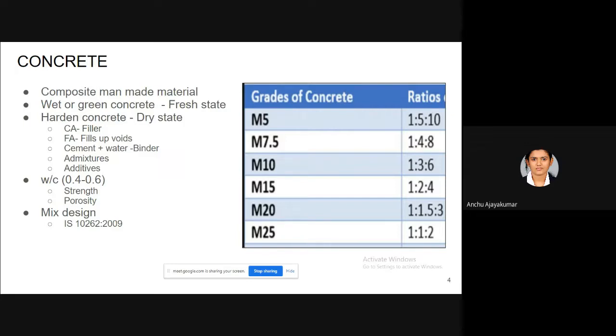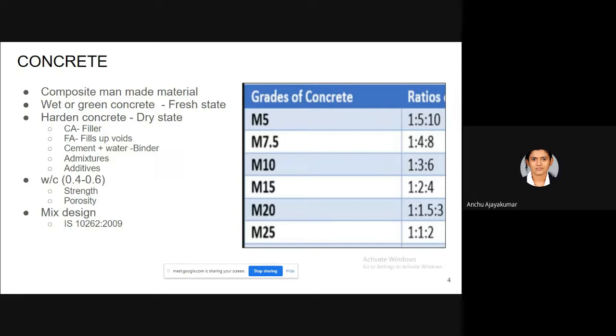Okay. Next is water cement ratio. Water cement ratio means the water binder ratio or water cement ratio. Usually, according to IS 10262, we provide an optimum, permissible water content of 0.4 to 0.6, based upon our strength, grade, porosity, etc.